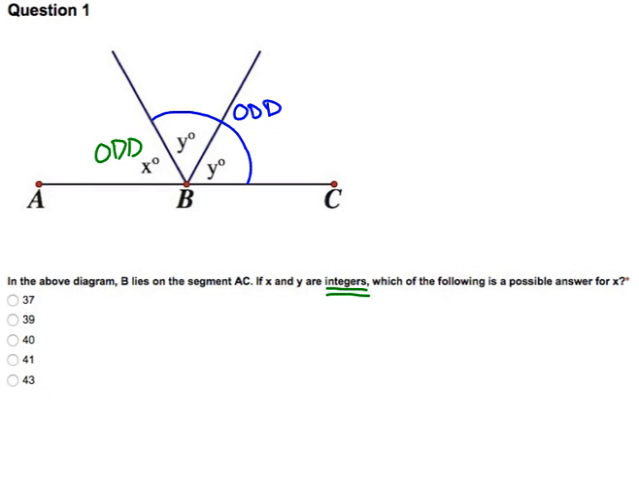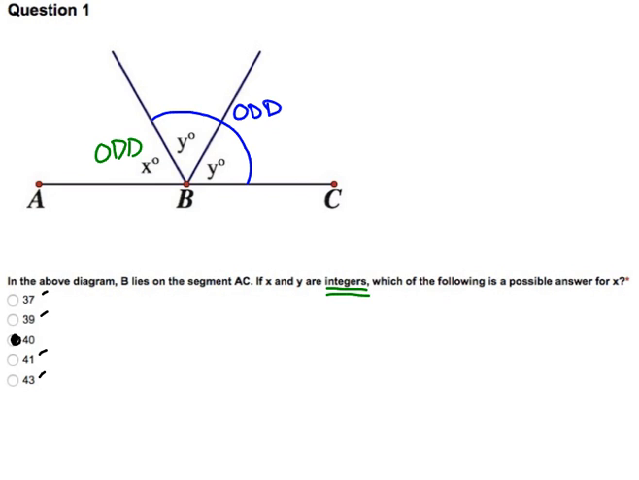So what's going to happen here is when I look at my answers, because I have to look at the answers to answer this question, I look and I see 1, 2, 3, 4 odd numbers and 1 even. Kind of interesting that that happens.